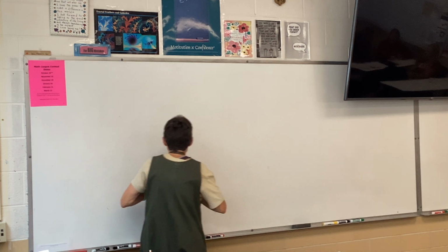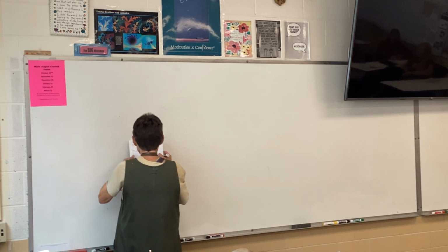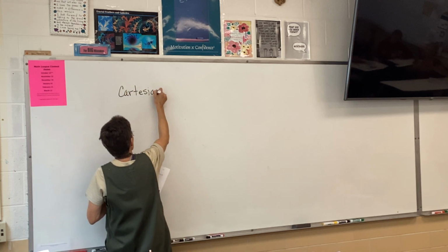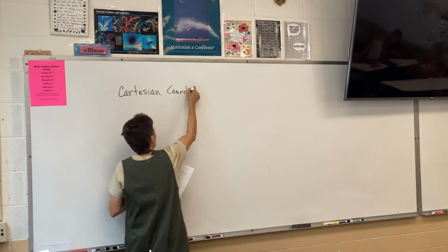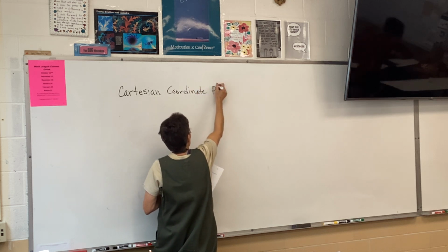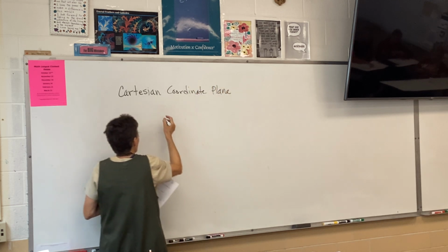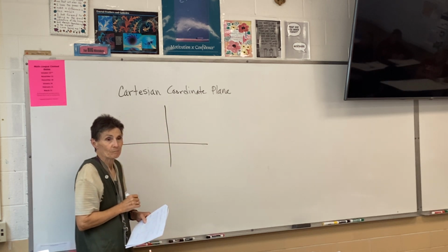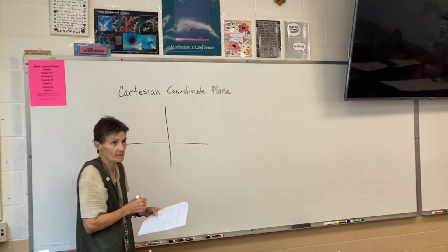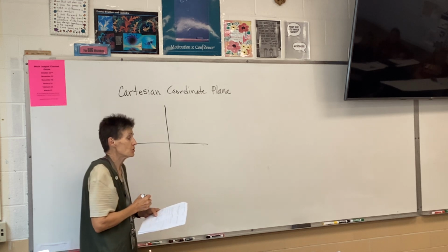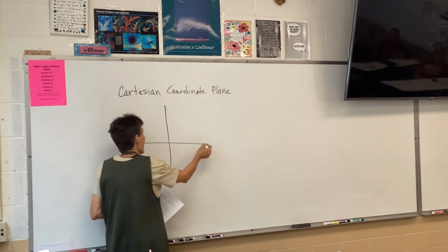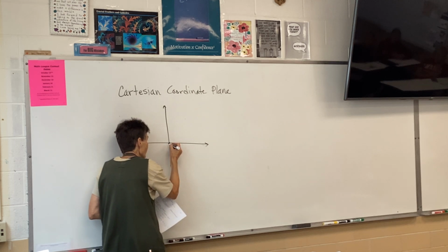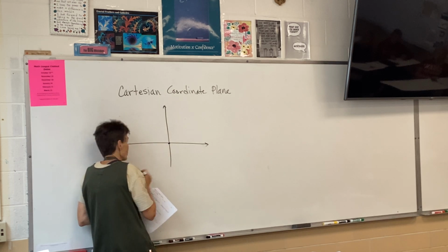Here we go. All right, so we're going to start with a little conversation about what's called the Cartesian coordinate plane. You guys know what this is. This is called the Cartesian coordinate plane. So vocabulary associated with the plane: what do we call this point right here? That's called the origin.